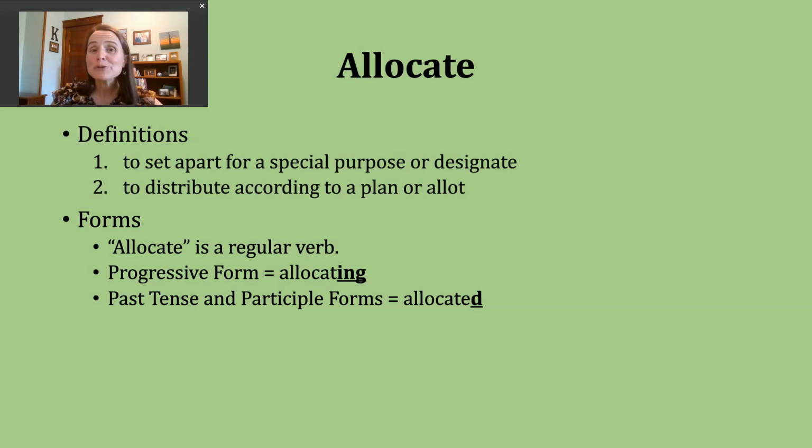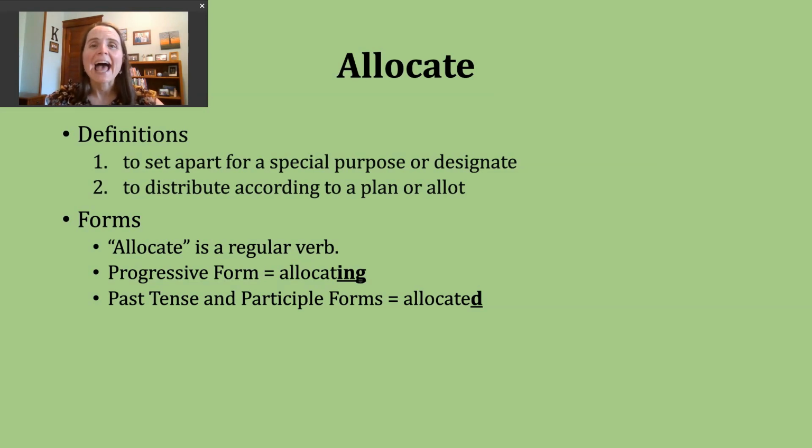For now, you should know that allocate is a regular verb. To make the progressive form of this verb, you need to drop the E before you add ing. And the reason we're doing that is our verb ends in the pattern vowel consonant E. Okay? Now, when we make the past tense and the participle forms of our verb, we can just add D since this verb already ends in an E.